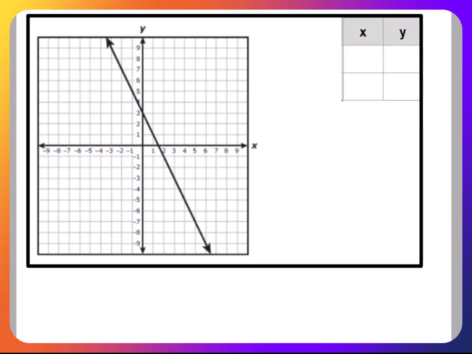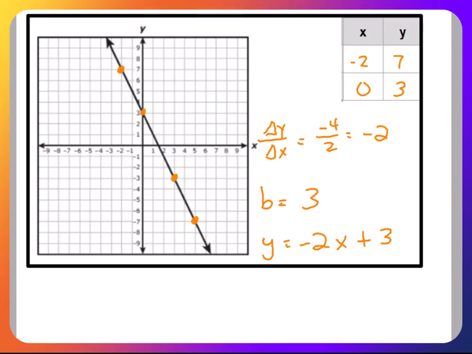Okay, last example. Pause the video, do this one on your own. Find yourself 2 points, put them in your table. From there, find your rate of change, that change in y over change in x, and then find your y-intercept and write your equation. Once you're done, come back to check to see how you did. Okay, did you get that your equation is y equals a negative 2x plus 3? If you did, awesome job. If not, let's go through it really quickly.